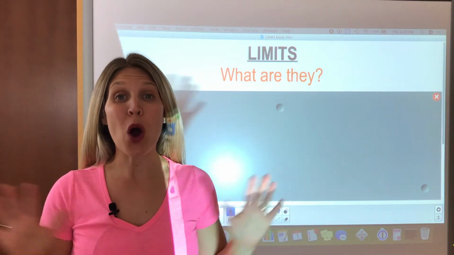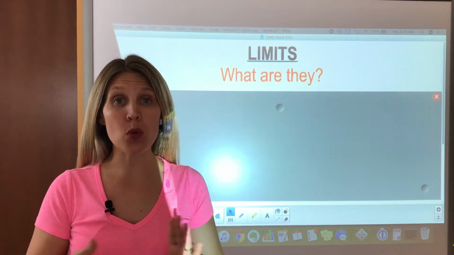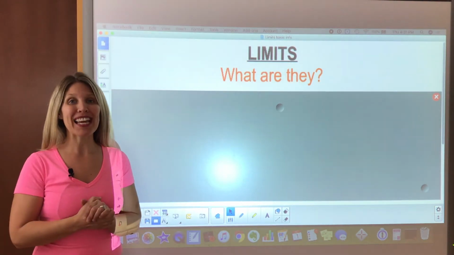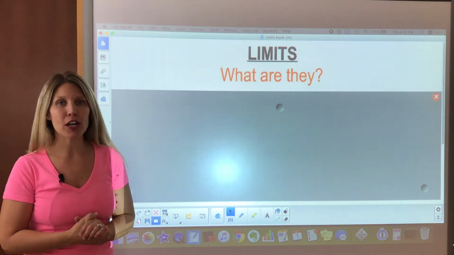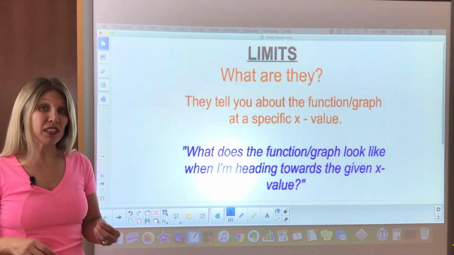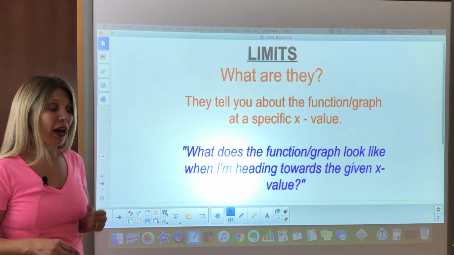Today I'm going to tell you all about limits, what they are, what you need to know, just the basics without any fluff. So today let's talk about what are limits. Limits tell you about the function or a graph at a specific x value. Basically, you want to know, what does the function or the graph look like when I'm heading towards a given x value? Really what this means is you're looking for the y value.